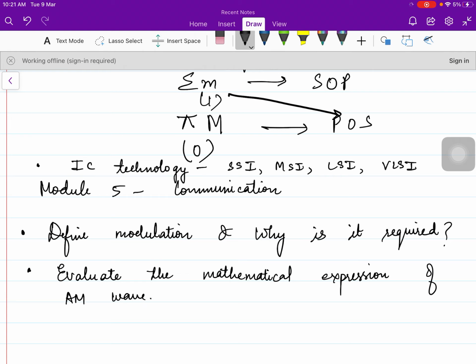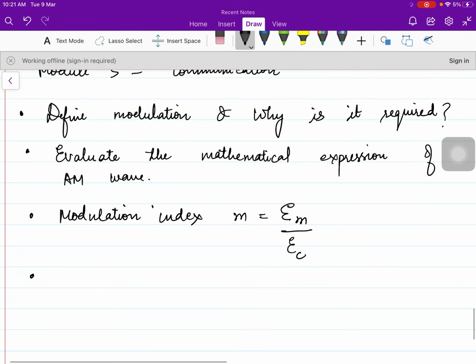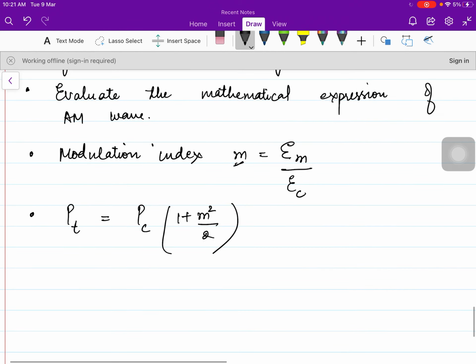And in the expression itself you will know the concept of modulation index. Modulation index, very important. The formula will be given: small m equals capital Em upon Ec, where Em is the amplitude of the message signal and Ec is the amplitude of the carrier signal. Then you must know a formula related to the total power of the AM wave, which is equal to the carrier power into 1 plus m square by 2, where m is the modulation index. So numericals based on this formula will surely come, I think so, because this is very important.